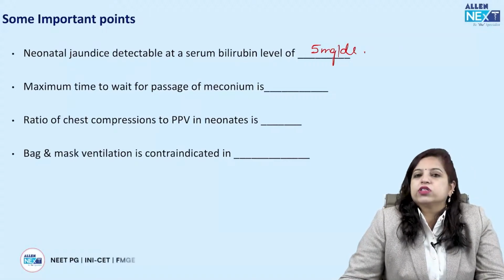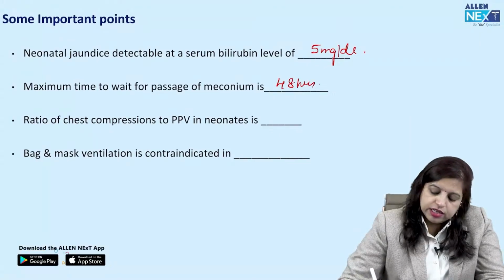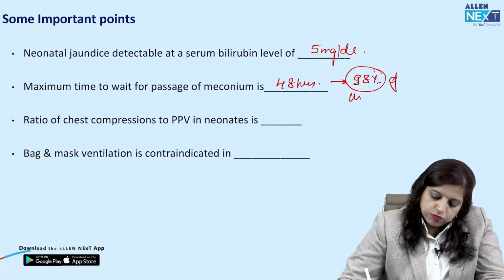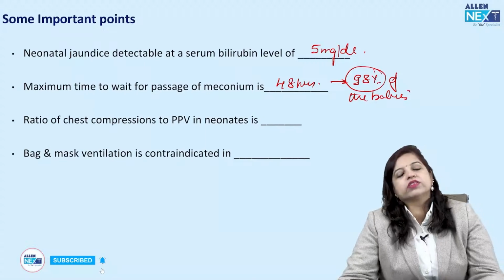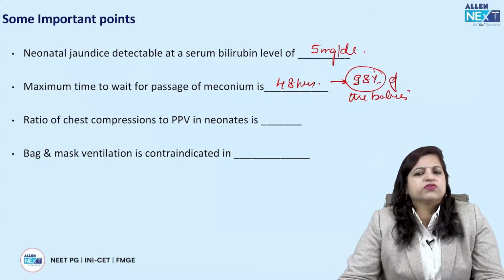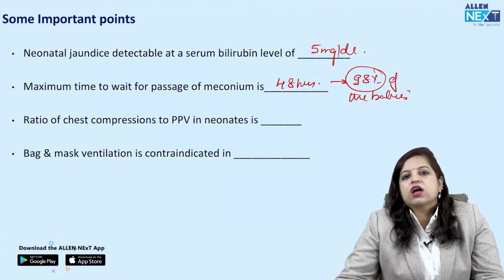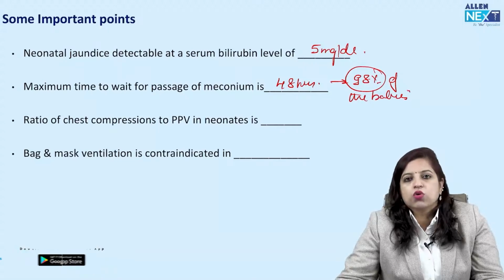Maximum time to wait for the passage of meconium is 48 hours, because it is very clearly given in Nelson that 98% of babies would finally pass their meconium by 48 hours of life. Previously, we used to think 24 hours, but it's very clearly given 48 hours. So we wait for 48 hours before starting our investigations and thinking about Hirschsprung's disease and so on, right?